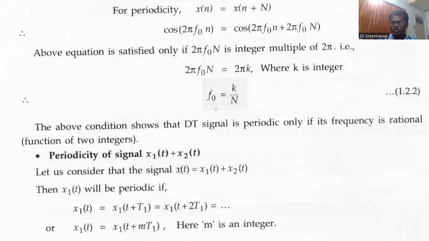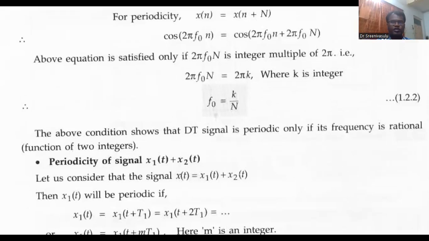Signals and systems. Today we are going to discuss problems on periodicity. Now we have already seen the condition for periodicity in continuous time as well as in discrete time. Suppose there is more than one signal, that is, multiplication of two signals or addition of two or three signals. In this case, how do we find out periodicity?